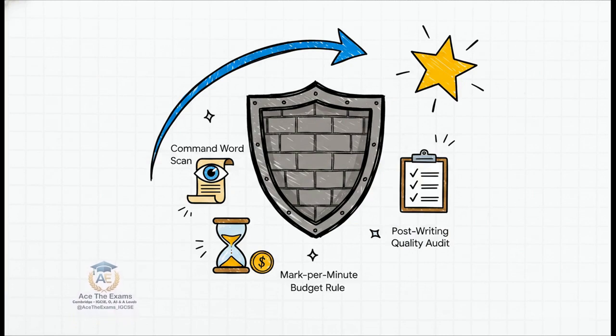So I need you to remember the 3 universal truths from today's lab session. Number 1, the 3-step command word scan. Always identify exactly what the prompt is asking before your pen even touches the paper. Number 2, the mark per minute budget rule. Do not write 10 pages for a 5-mark question. Prioritize your depth, not your word count. And number 3, the post-writing quality audit. Take the time to check your work for actual evidence and reasonableness. This is exactly how you lock in those 5 quality of language marks and make that massive jump from a B to an A star.